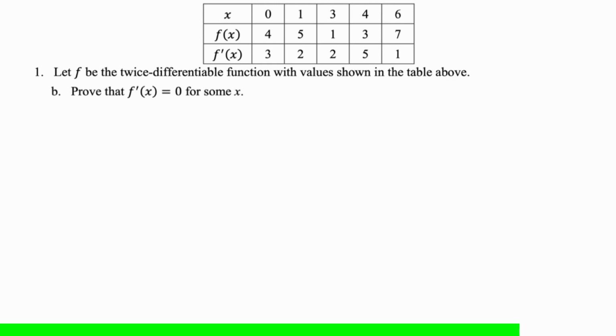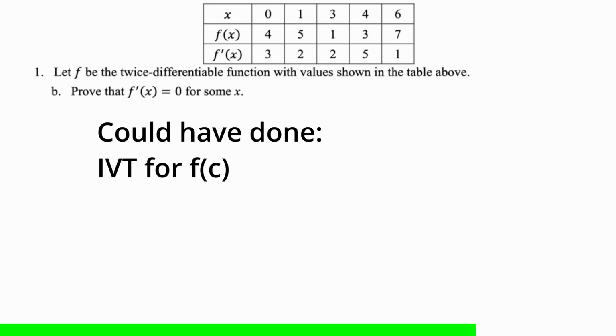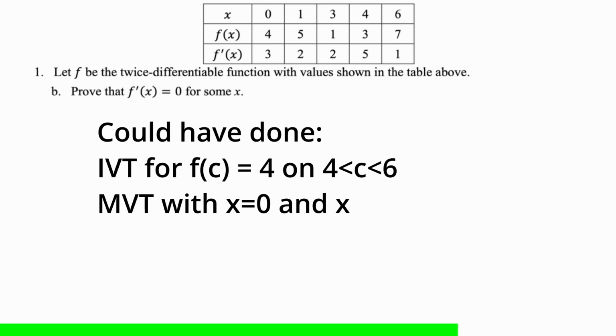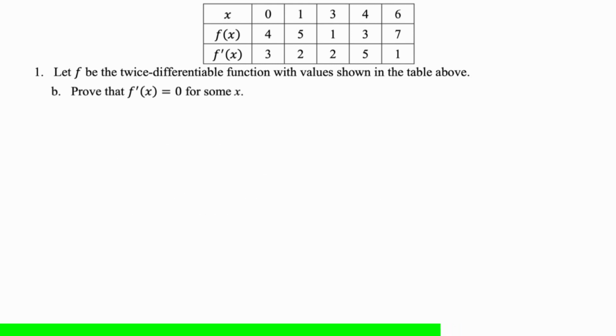Could we potentially have used something else? Well, yeah, there are scenarios where we could have used the intermediate value theorem to prove that, for example, f of x equals 4, somewhere between 4 and 6, and then use the mean value theorem between 0 and that value. That's not how I chose to do this, but that would have been a really good solution also. Let's see how I chose to do it.